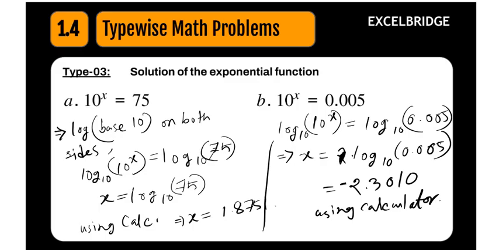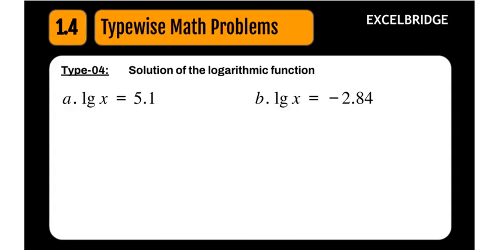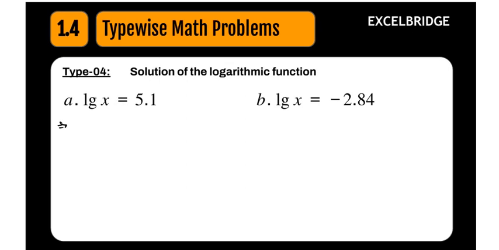So fine. So type number 4, solution of the logarithmic function. So how can you solve that? This is pretty cool. Number 1 is the logarithm of x, log x. This is the common logarithm, and here the base is 10. Okay, so write that log base 10 of x equals 5.1.